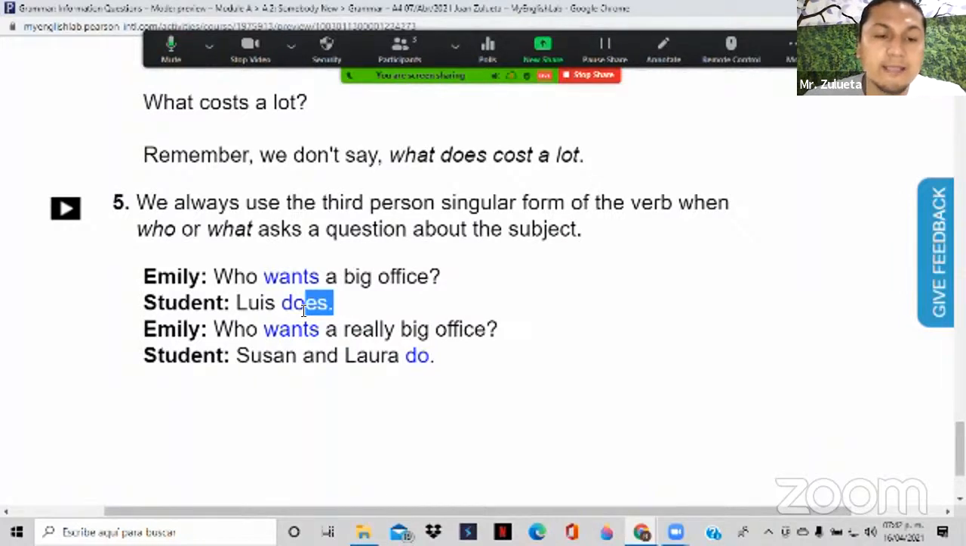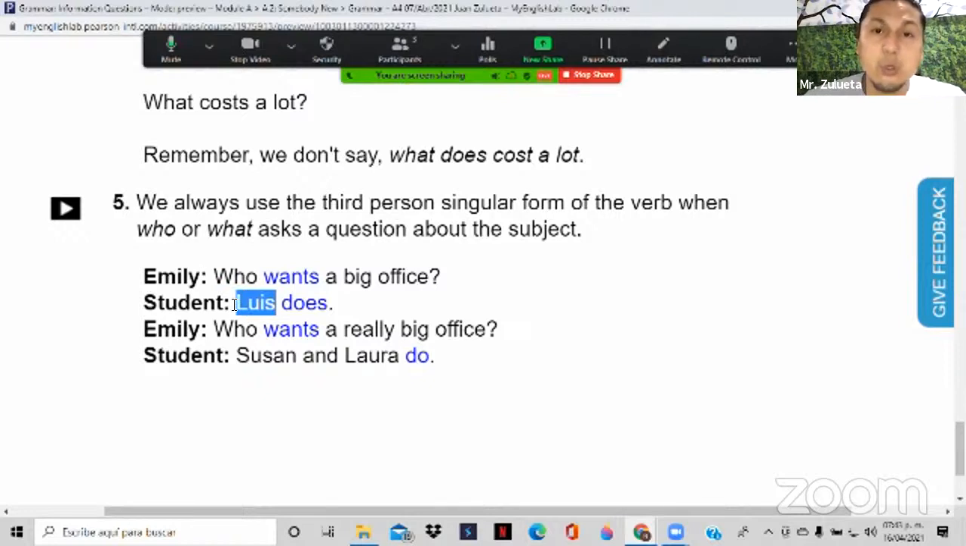Luis does. Remember, when we talk about a third person singular, meaning he, she, or it, then the verb goes with the S. For example, Luis plays baseball. Luis eats chicken, okay? That's when an S should always be present. Remember, there are also exceptions. For example, watches, and I believe we saw that last week. So just remember that he can be replaced by just a name.